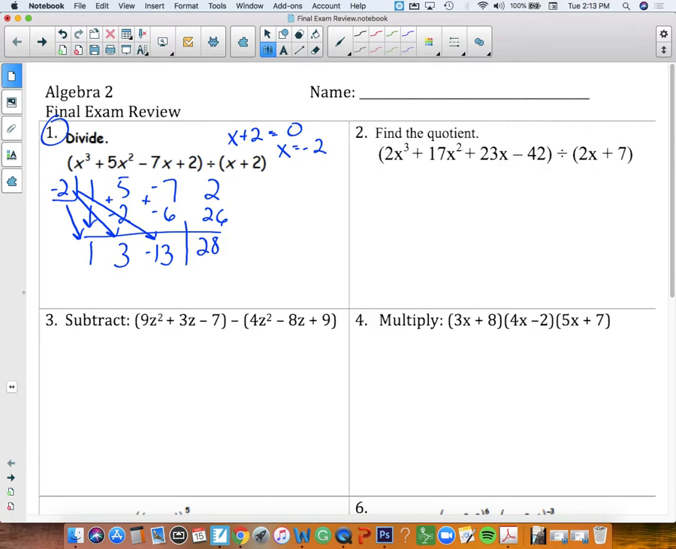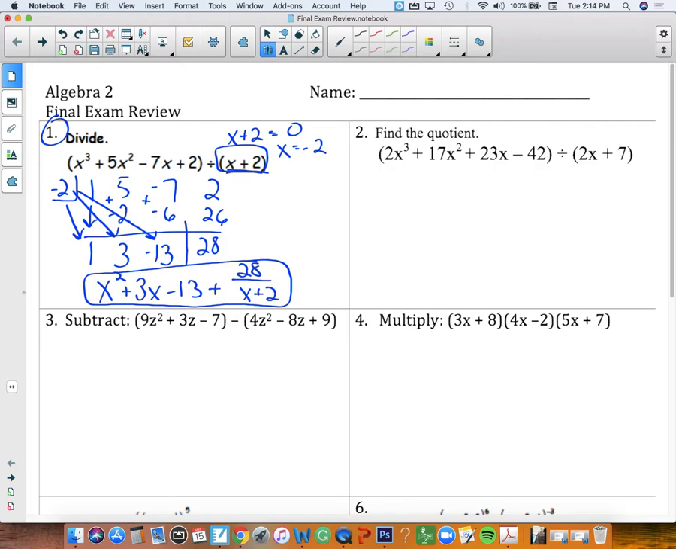All right, and what we're looking for here is the polynomial we get after we divide out that x plus 2. So I need to turn these numbers down here back into a polynomial with that as my remainder. So this would be x squared plus 3x minus 13 plus 28 over my divisor there, so x plus 2. So that is your answer. You're not going to get a numerical answer here, you're going to get a polynomial, because that's polynomial division.